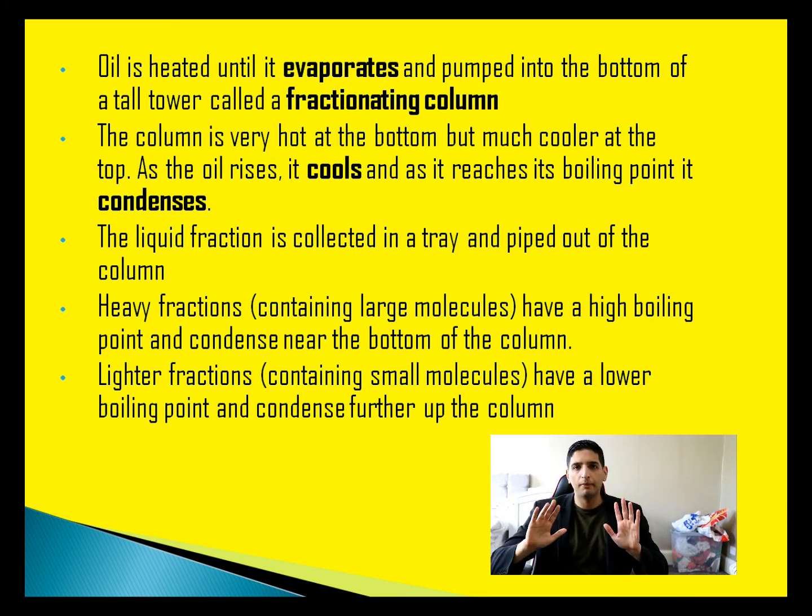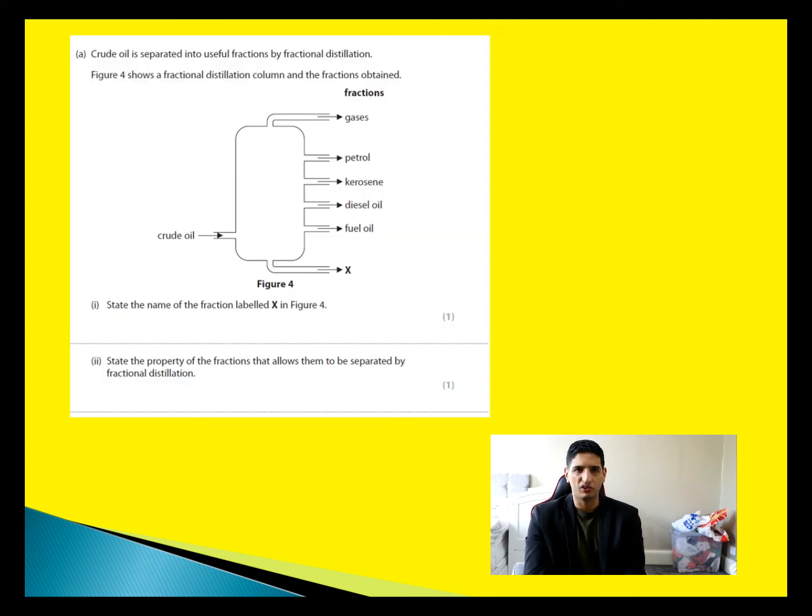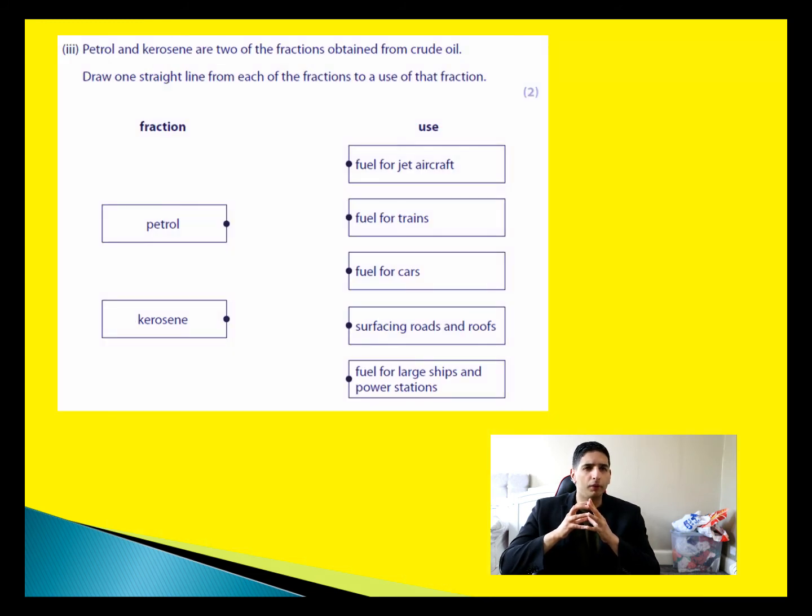Okay, it's very important that you understand. Now I wrote all that stuff down for you because there are some exam questions that could come your way, like this exam question. State the name of the fraction labeled X. They could ask you other questions as well, like the one over there. State the property of the fractions that allow them to be separated by fractional distillation. So pause the video, have a go at these questions. Okay, so the first one would be bitumen, and the second is because they've got different temperatures. That's how they are separated. They have different boiling points.